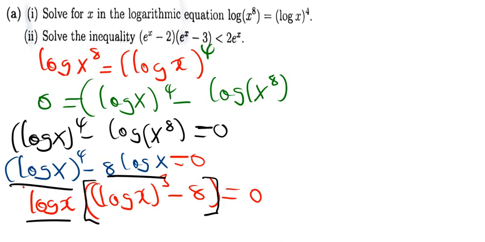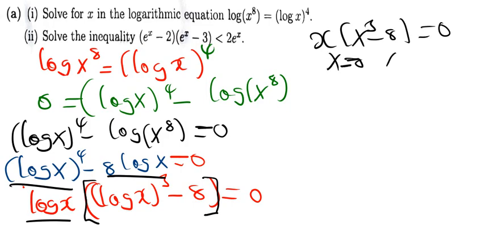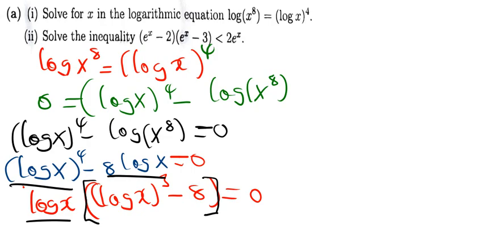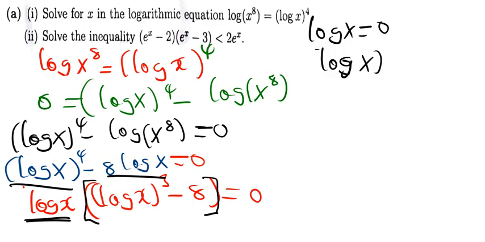Okay, the next thing I'm going to do is, do you understand the fact that if you have this, then you will say x is equal to 0 and x to the power 3 minus 8 is equal to 0? You know that, right? Okay, if you don't know that, that's how it's supposed to be. So here I'll say log x is equal to 0. Again, I'll get what is in the brackets, which is (log x) to the power 3 minus 8 is equal to 0, like that.